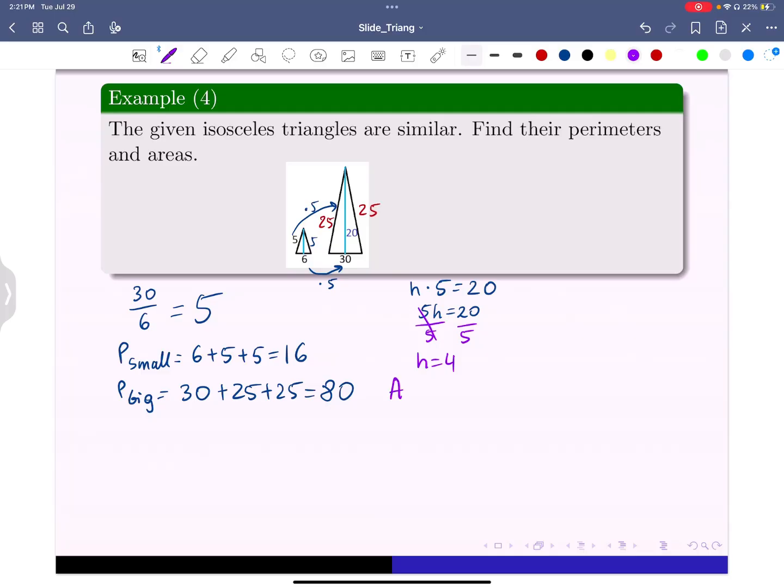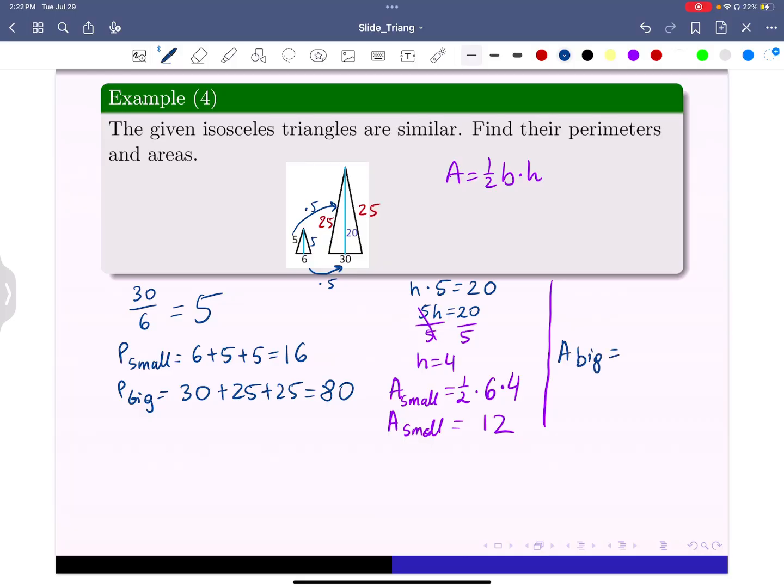So the area of the small triangle: the area of any triangle is 1/2 base times height. Of the small one, it would be 1/2, my base is 6 and the height we just calculated is 4. So we have 1/2 times 6 times 4, so the small area is equal to 12. Now we're going to find the big area.